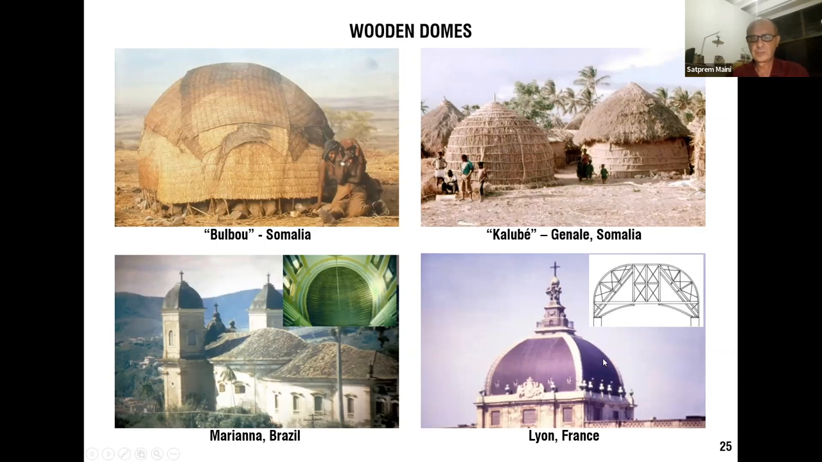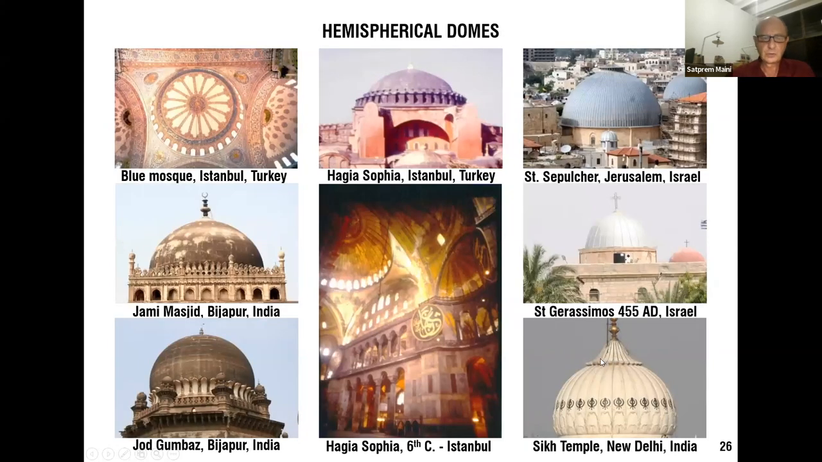Then you have hemispherical domes. This is the Blue Mosque and Hagia Sophia, which is, if I'm not wrong, about 32 meters in diameter, on the bottom of the drawing here. Hagia Sophia has an inside diameter of 34 and 35 meters.